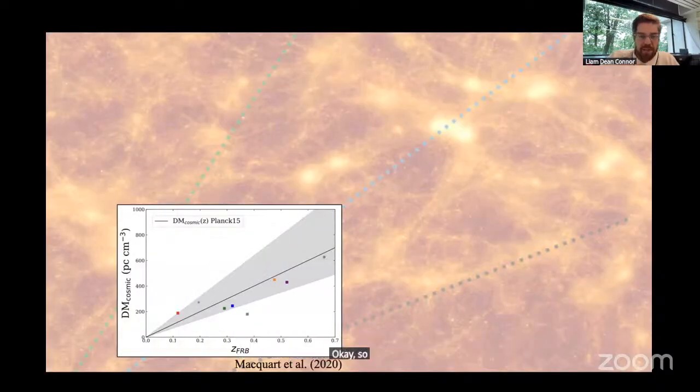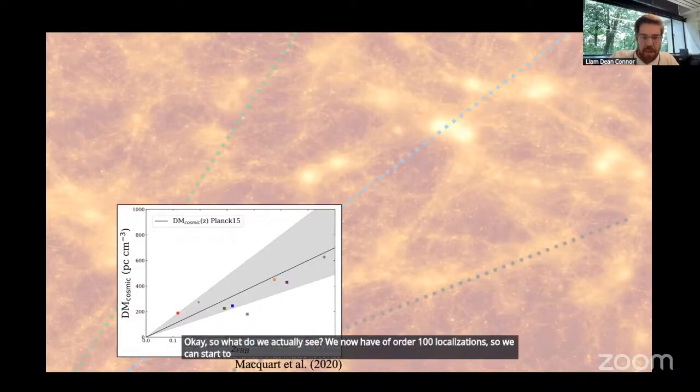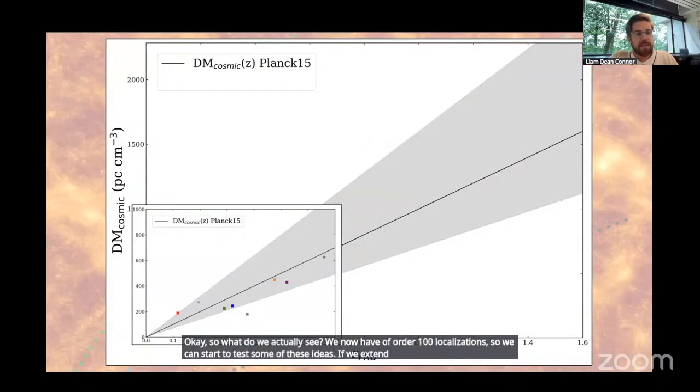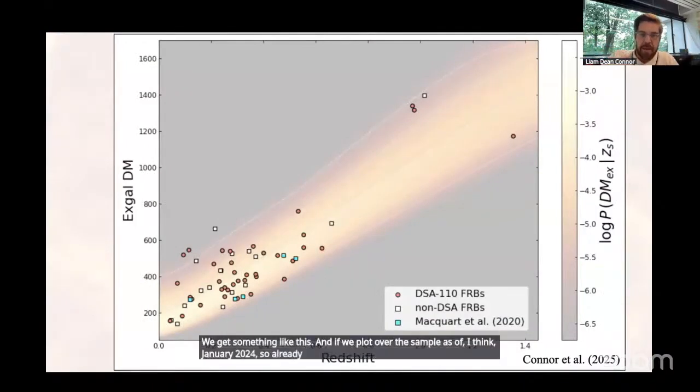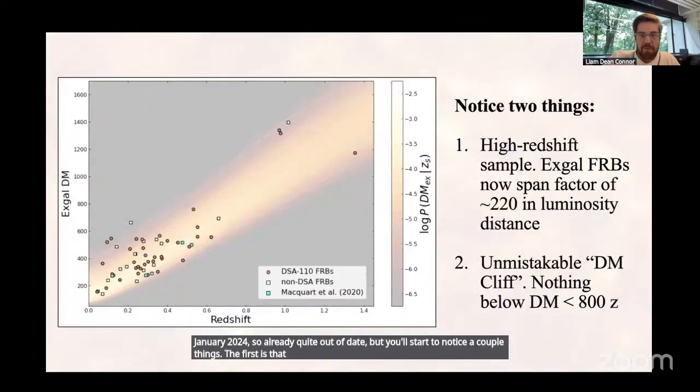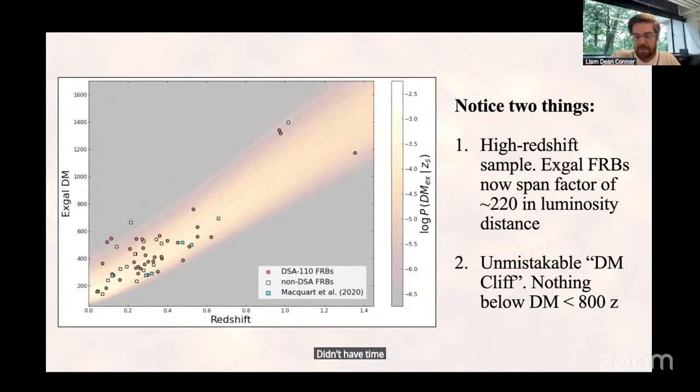Okay, so what do we actually see? We now have of order 100 localizations, so we can start to test some of these ideas. If we extend the axes of the McCart plot, we get something like this. And if we plot over the sample as of, I think, January 2024, so already quite out of date, you'll start to notice a couple of things. The first is that we now have a high redshift sample. So we have FRBs going beyond redshift 1, indeed beyond redshift 2, which is extremely exciting. Didn't have time to remake this plot, nor should I have, I guess.